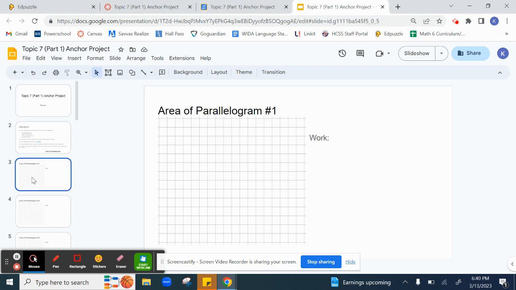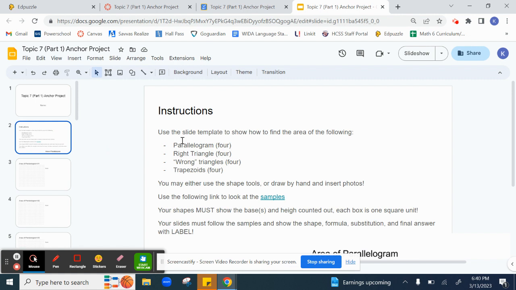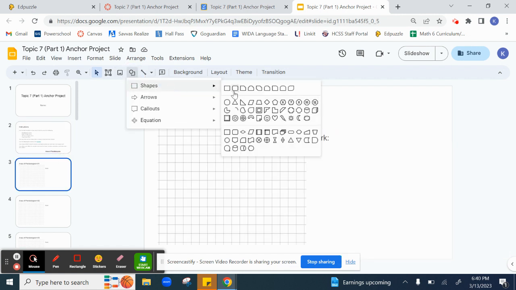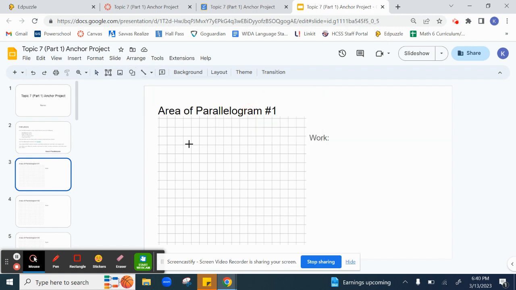All right, the first concept was the area of a parallelogram. So again, let's review our instructions. We're supposed to make a shape using the shape tool. We're going to then count out the base and height, label them, and then solve to find the area. So I'm looking here in my shape tool and I see this slanty parallelogram. Let's see. There we go. That looks like it will line up.